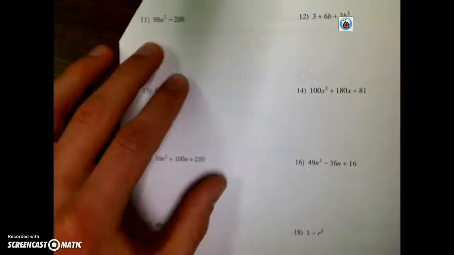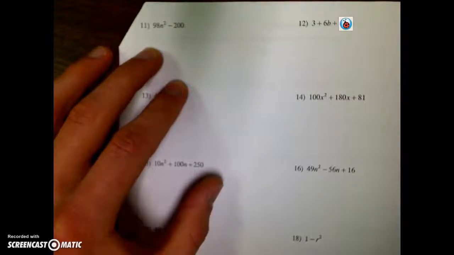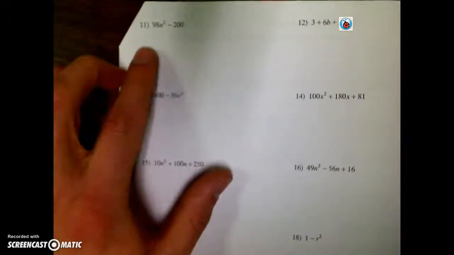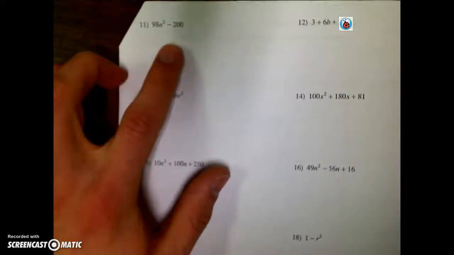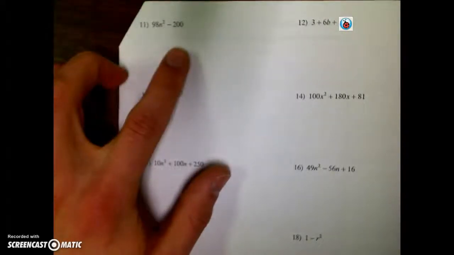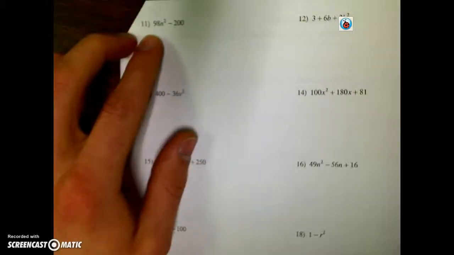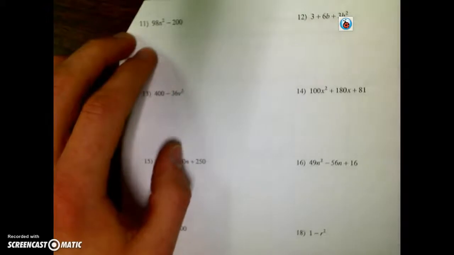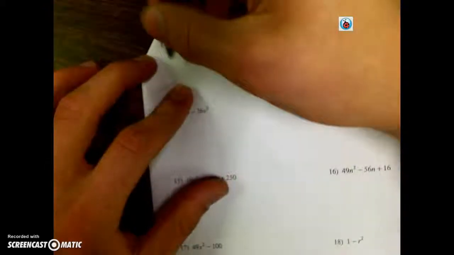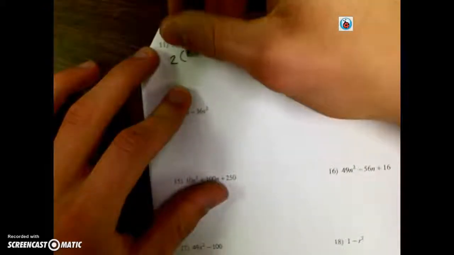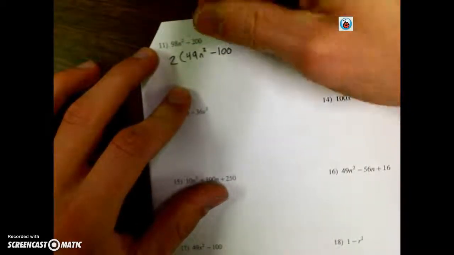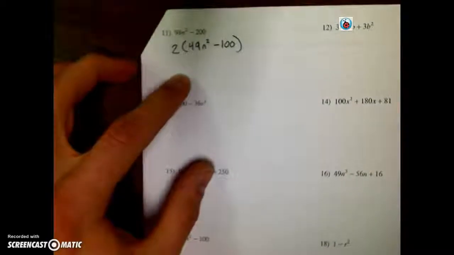If you're looking at one like 11, this is where you're going to want to think about greatest common factor first. Because if you're looking at these two numbers in terms of the difference of squares, you'd be like, hey, there's not a perfect square for 98. There's not a perfect square for this 200. But when you're looking at these numbers, you may recognize I can divide both of these by a 2 as my greatest common factor. Right, here's what we would be looking like after we factor out a greatest common factor.